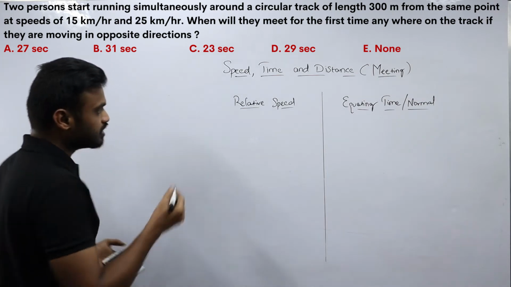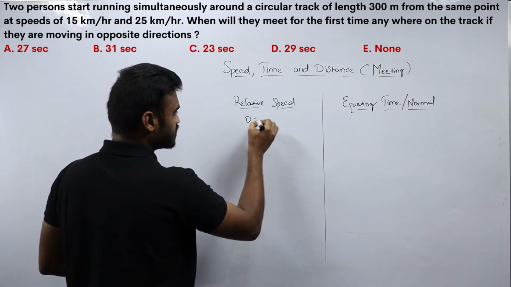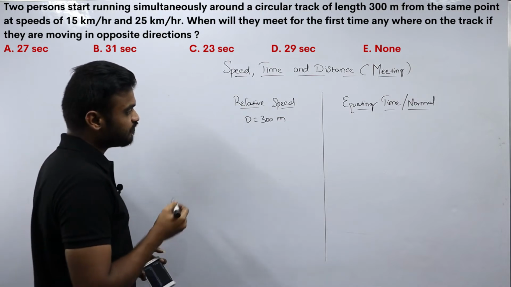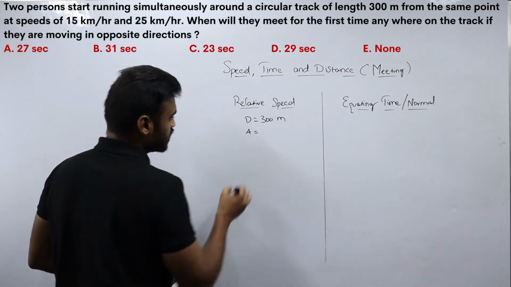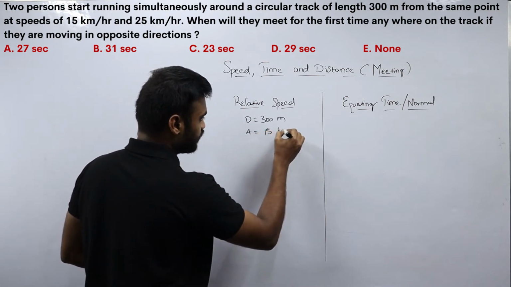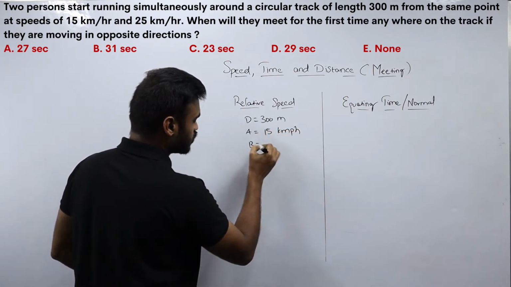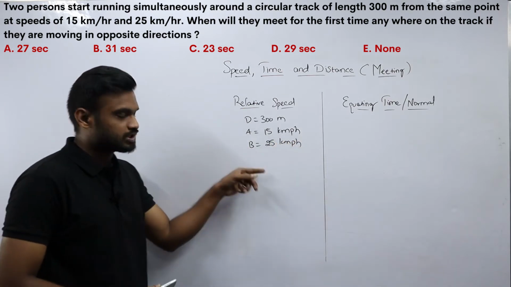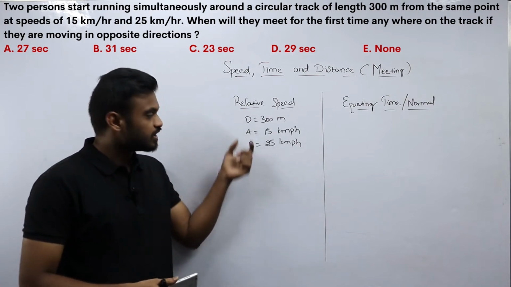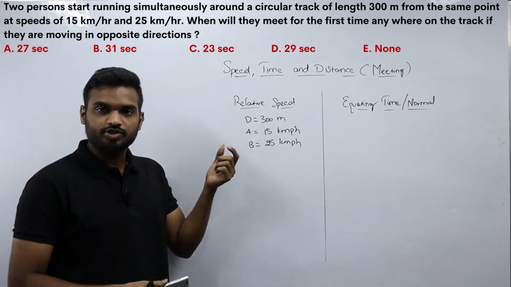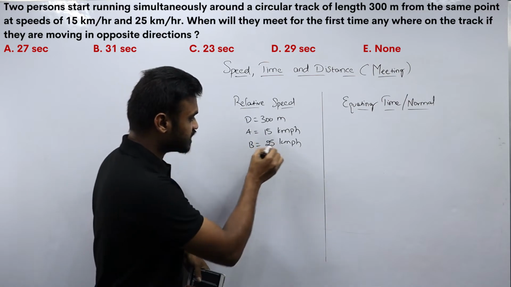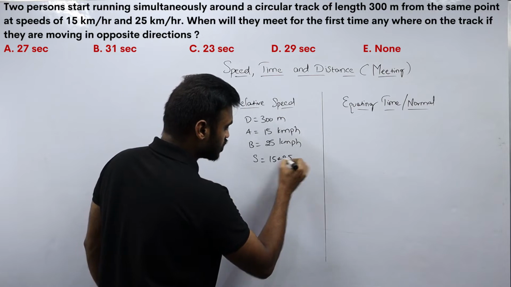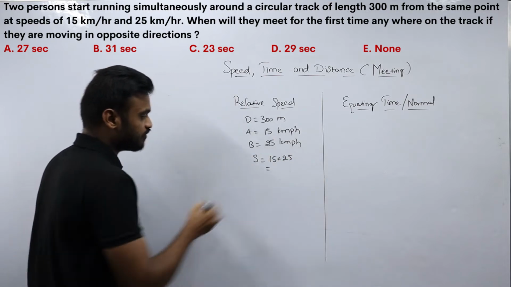See here, they have given the total length of the track, that is distance equal to 300 meters. And also they have given the speeds of the first and second person, that is suppose assume that A equal to 15 km per hour and B equal to 25 km per hour. What they are saying is these both persons are traveling in the opposite directions. Then if both persons are traveling in the opposite direction, the relative speed is nothing but the addition of both first and second person speed. So the speed will become 15 plus 25, that is 40 km per hour.